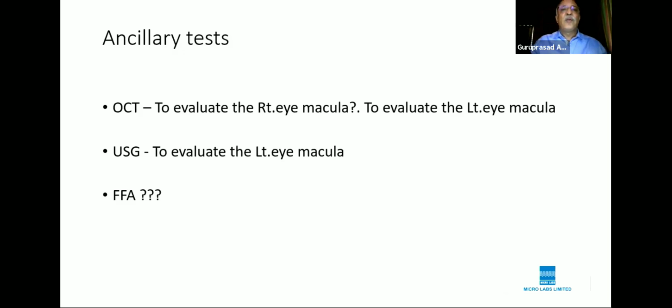What ancillary tests would you do for this patient is another question that might come. So OCT I will do to evaluate the right eye macula. I think the patient has 6x6 vision. It's not mandatory to do an OCT, but just for completion's sake, and maybe because the foveal reflex was dull, I will do an OCT in the right eye.